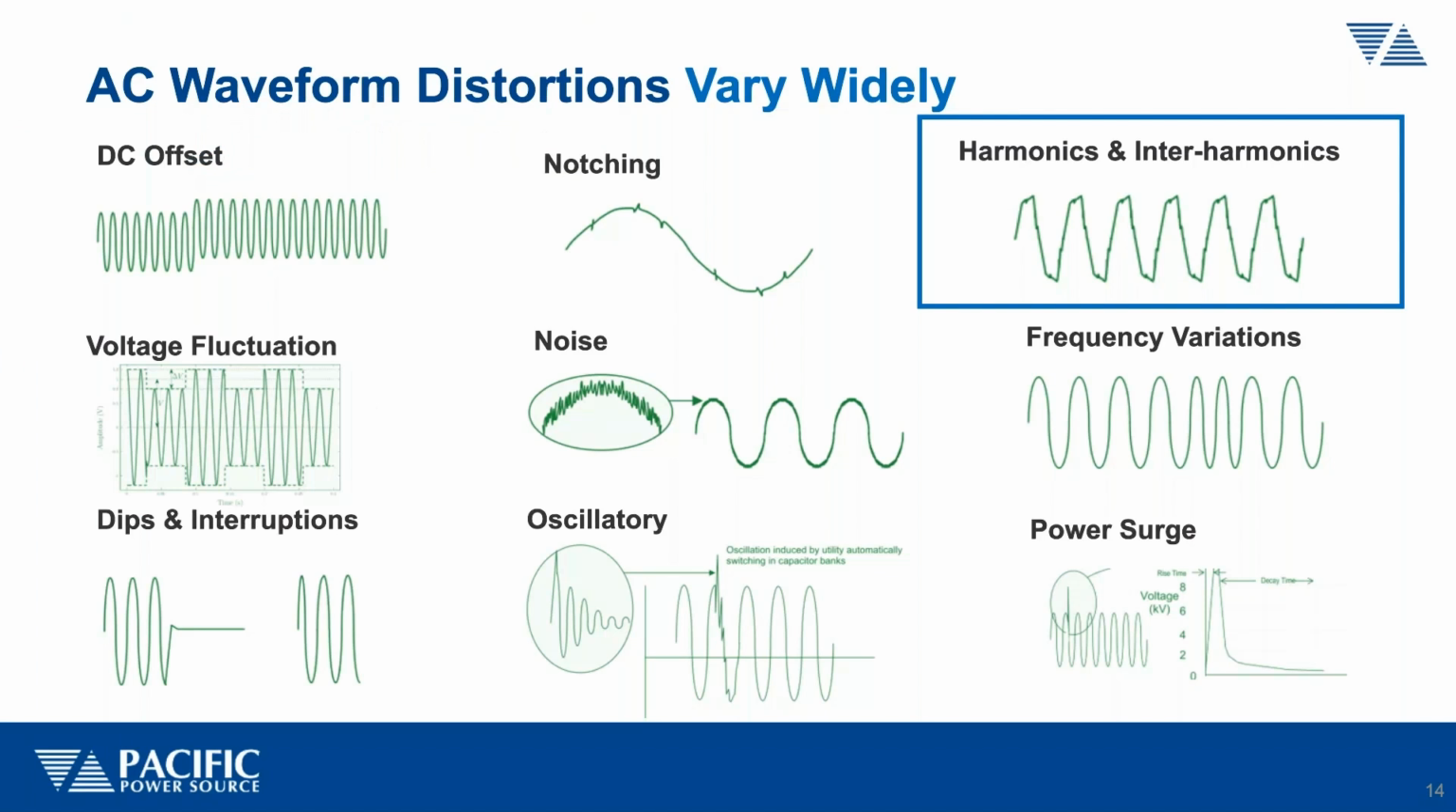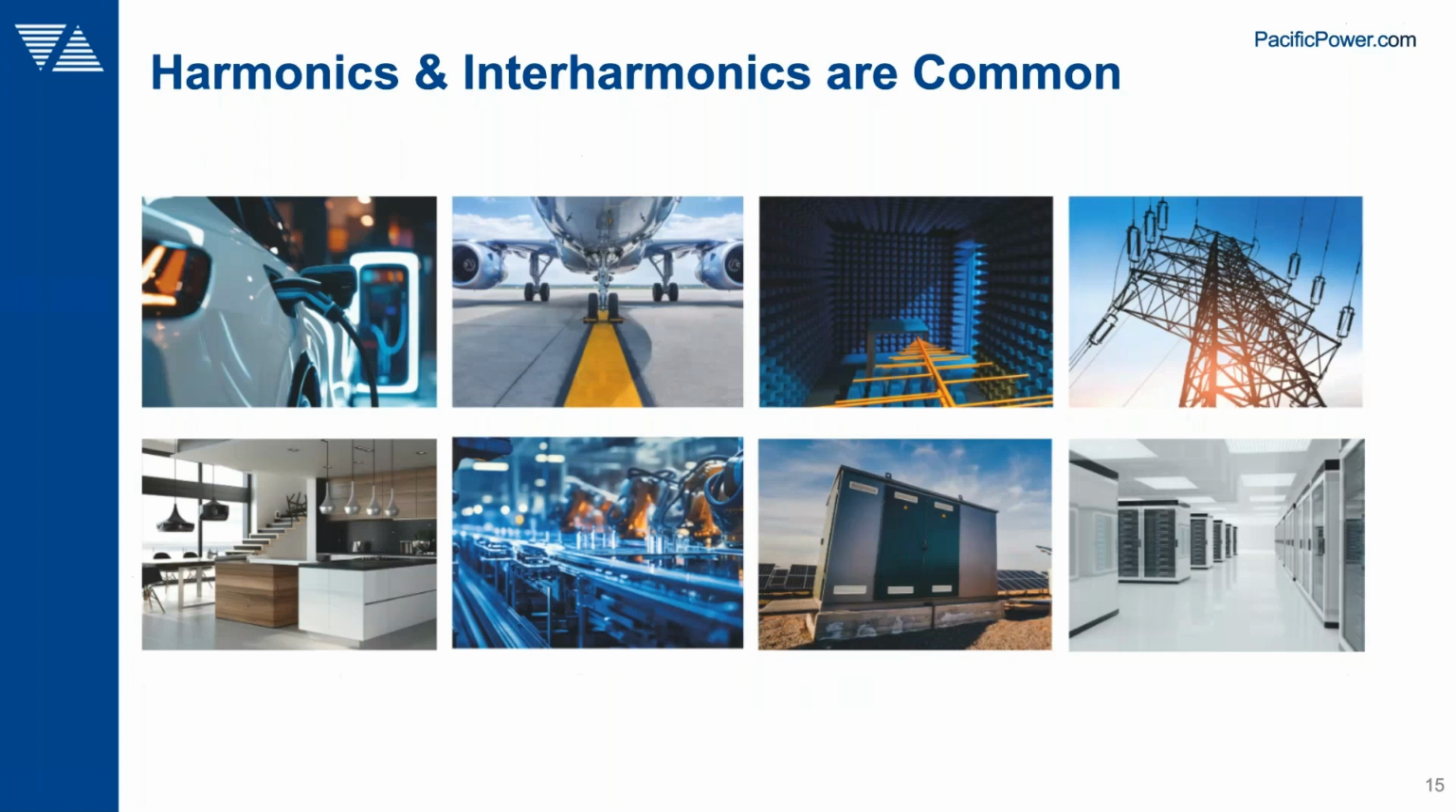In the real world, AC waveform distortions vary quite a bit. There's a lot of different types of distortion, so DC offsets, voltage fluctuations, you can have dips and interrupts, notching, noise, you can have oscillation or ringing, harmonics, interharmonics, frequency variation, and power surges as well. So these are things that we see quite a bit in many different industries.